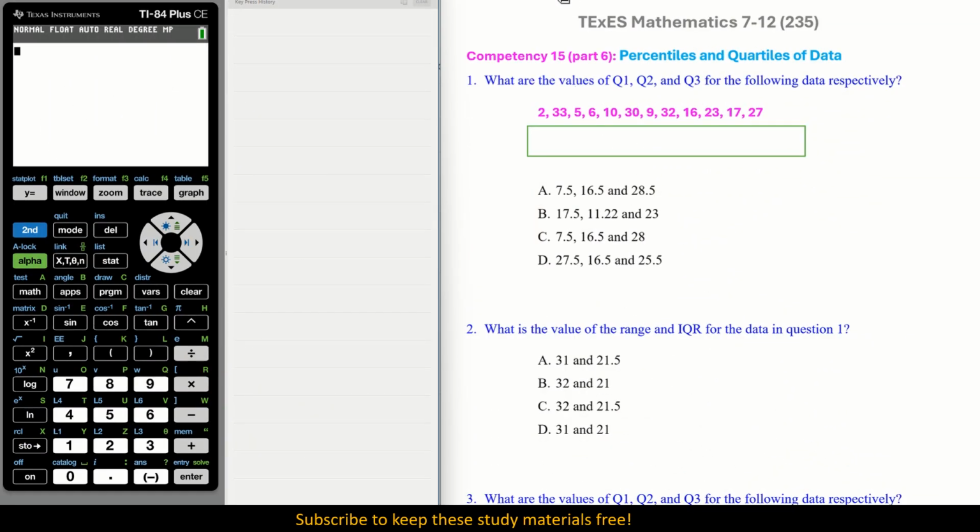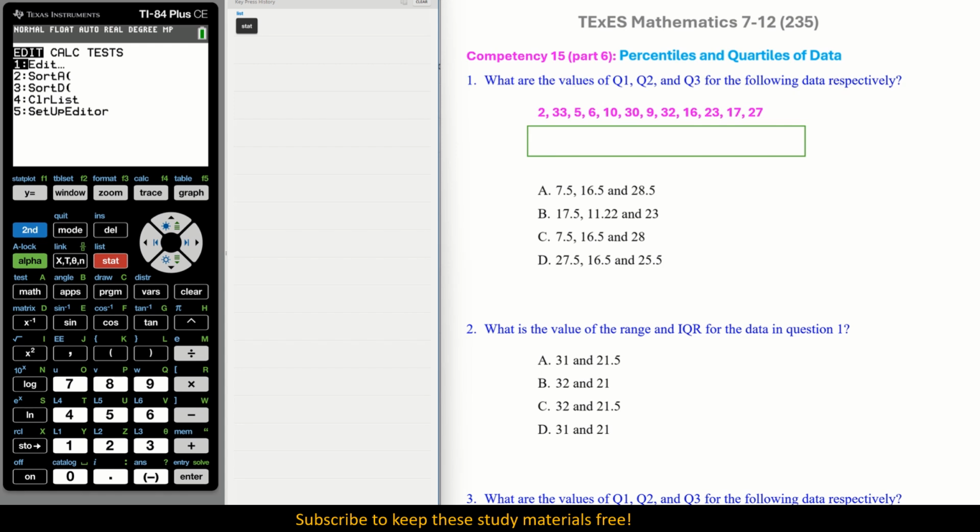Number 1, what are the values of Q1, Q2, and Q3 for the following data respectively? Q is for quartile. We will talk about these more in relation to box plots later. In this video, we're just going to discuss how we get them numerically and then how we get them in our calculator. So we need to first put this list into our calculator.